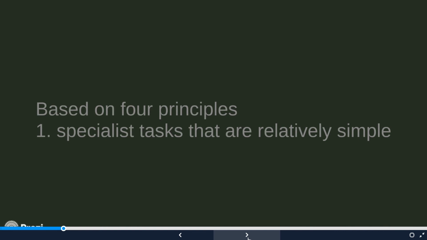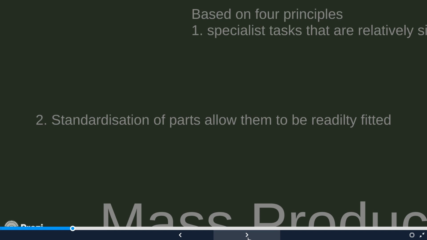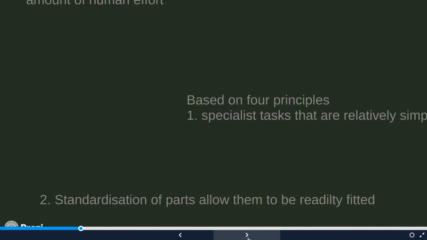Number 1 is specialist tasks that are relatively simple. If you're looking at a car body, I know I keep referring back to cars, but if you're looking at a car body, you're welding in certain spots, and the production is very, very simple. Number 2 is the standardization of parts, which allows them to be readily fitted. So there's a mass production of the parts that have to go into the production process.